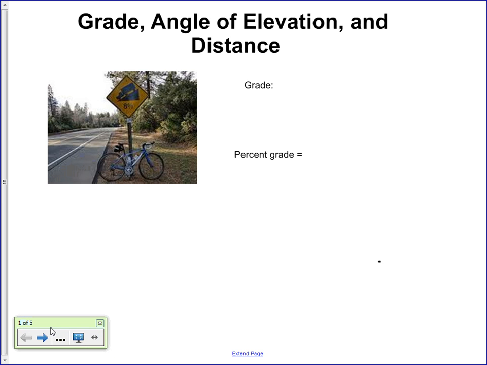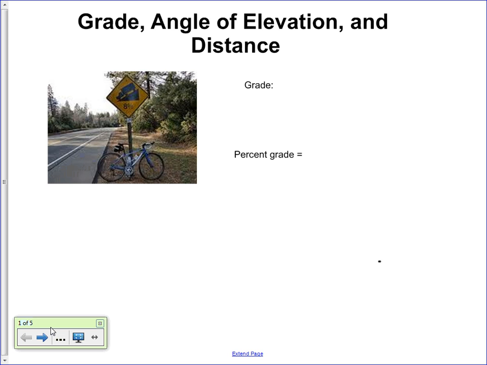Okay, this next podcast is dealing with section 1.2 in the textbook, and that deals with grade, angle of elevation, and distance. This is just another couple ways that we can analyze and evaluate slopes and linear relations.